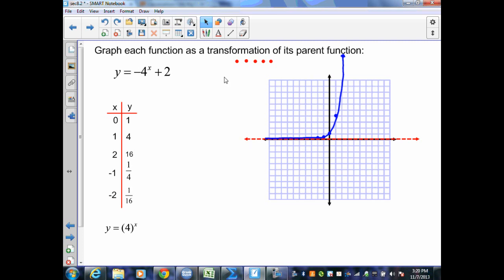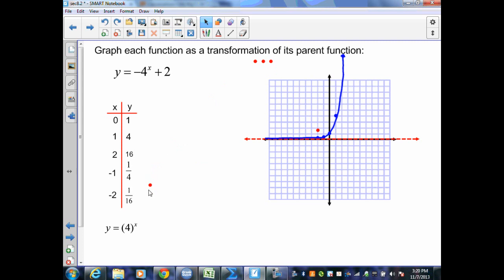I need to reflect each ordered pair, and then translate those ordered pairs up 2. So I'll have an asymptote at a positive 2. Let's begin by starting at a negative 2. The outcome is 1/16. 1/16 times a negative 1 is a negative 1/16, and then up 2, which would give me 1, 2.